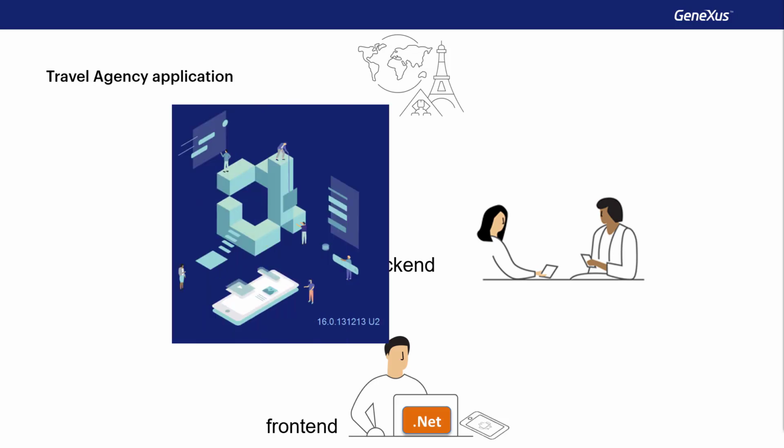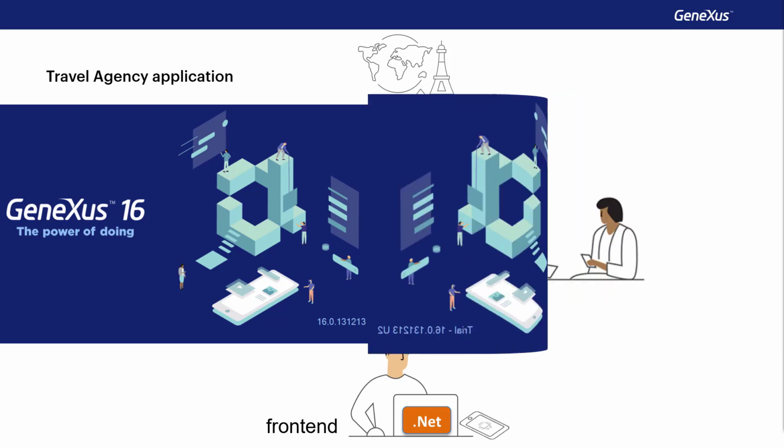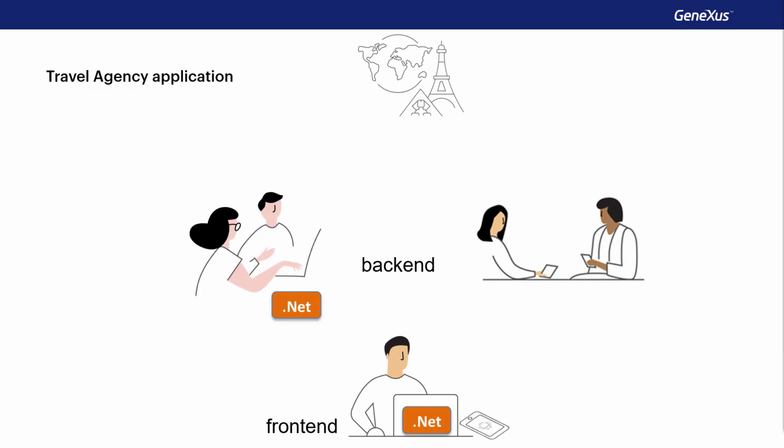GeneXus offers a full version and a trial version. The trial version does not include all the functions and restricts the total number of GeneXus objects that can be included in our project, but it's completely free. In order for everyone to be able to take this course, we'll always use the trial version, except to explain some specific topics.